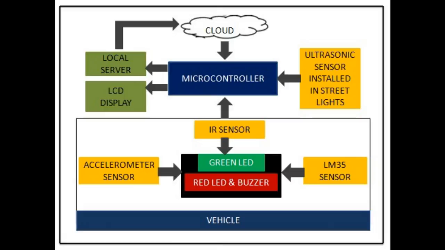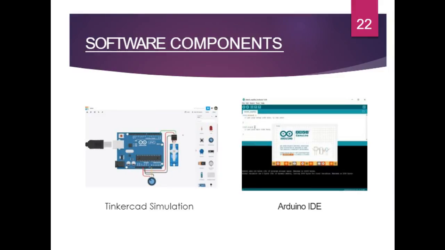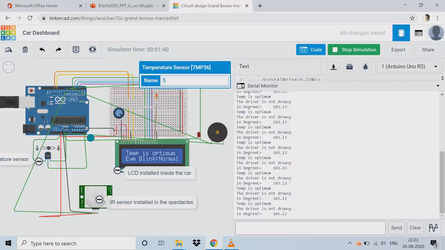This is the block diagram of our project. The microcontroller is connected with the vehicle, the ultrasonic sensor in the street, the LCD display, and the local server, which is connected with the cloud. Inside the vehicle there is an IR sensor, an LM35 sensor, that is a temperature sensor, and an accelerometer sensor for the accident detection. In this project we are using these hardware components: Arduino Uno, NodeMCU, LCD, buzzer, IR sensor, accelerometer sensor, ultrasonic sensor. The software components are Arduino IDE and Tinkercad simulation.